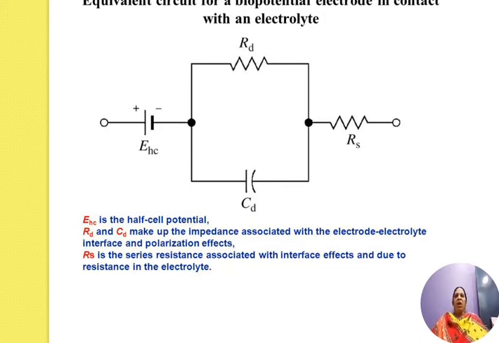So the equivalent circuit consists of a voltage source, here EHC, that is the half cell potential, in series with a parallel combination of capacitance and resistance, RD and CD. This is the electrode-electrolyte interface. So this is the equivalent diagram of a biopotential electrode when it is in contact with the electrolyte.